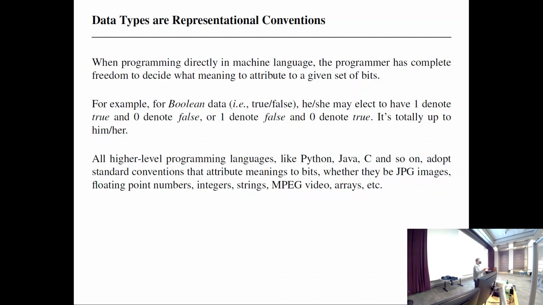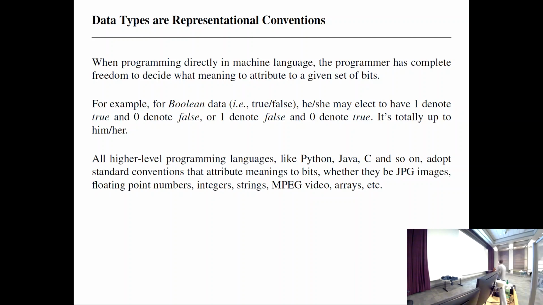So for example, an integer is a collection of 64 bits that can represent numbers from 0 to 2 to the 64th minus 1. So there's this sort of range of representations, and that's considered standard within the language.